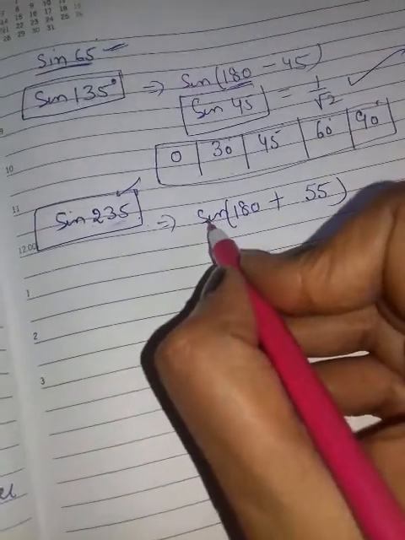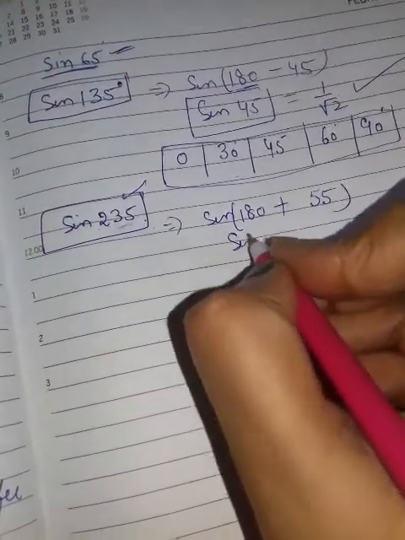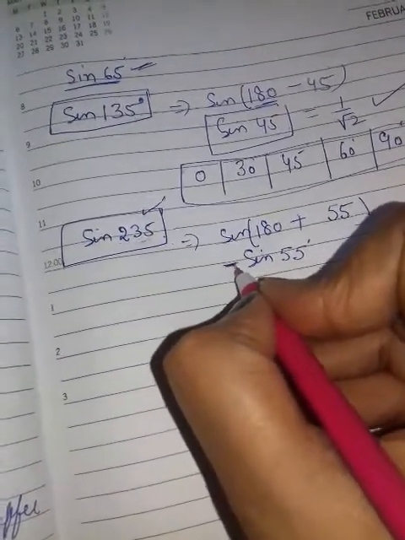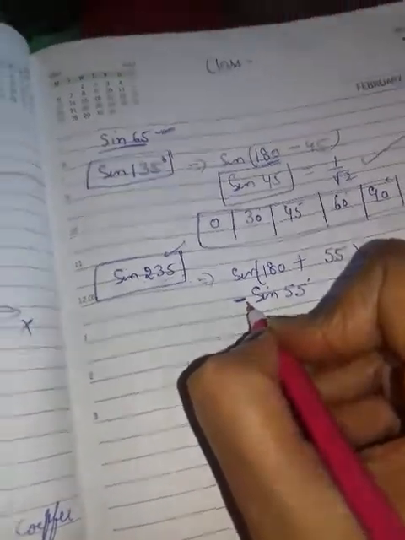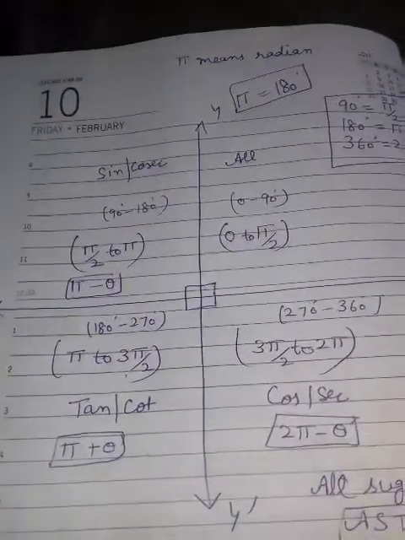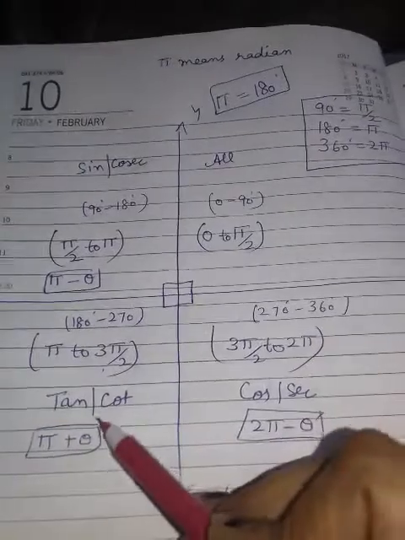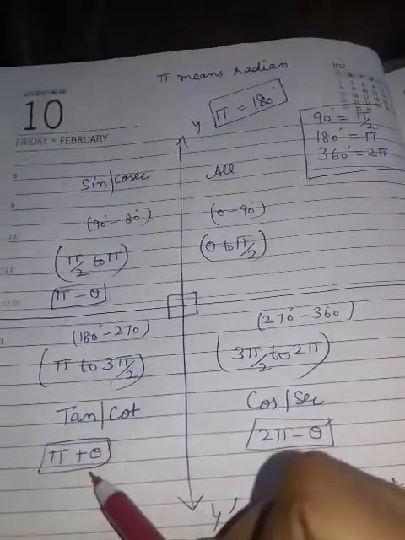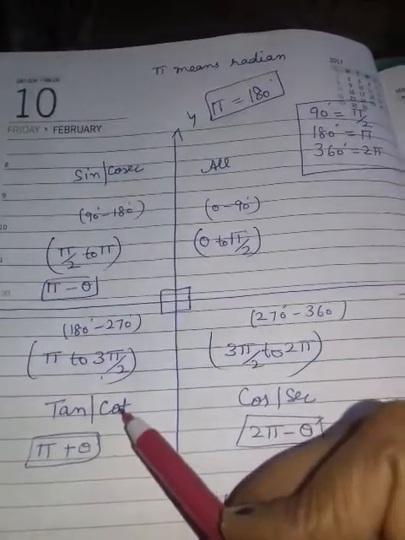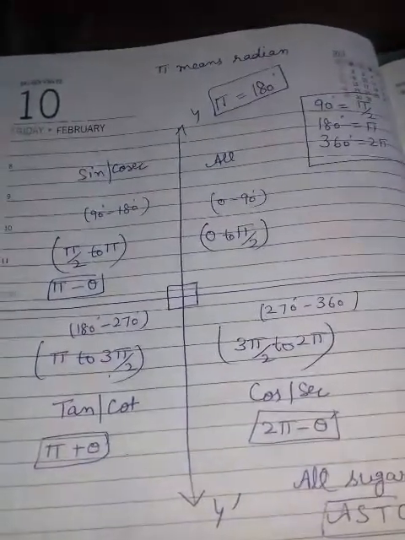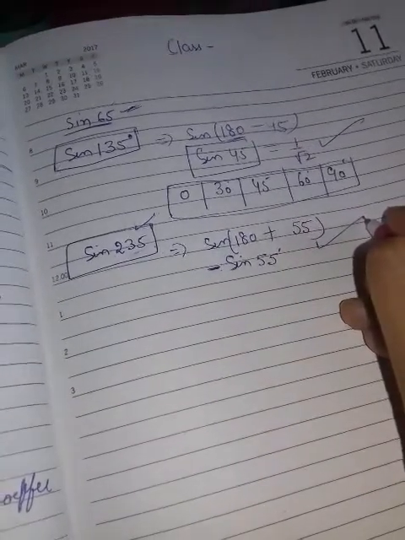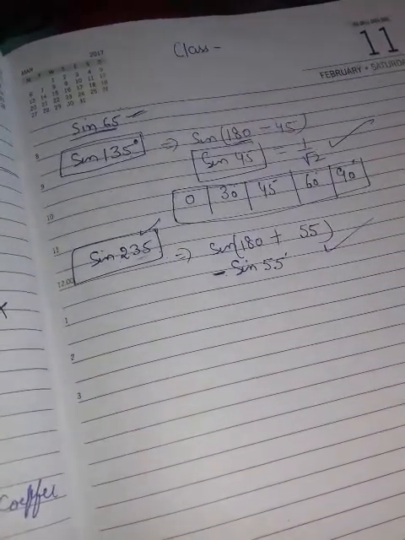So sine will not change, it will remain the same, and 55 will also remain the same, but it will take a negative sign. Why? Because in the third quadrant only tan and cot are positive, so that's why we are taking a negative sign with it. Whichever ratio is positive in the quadrant stays positive; if any other t ratio is coming, it will take a negative sign. So I hope you are getting what I want to say. Try to understand, then you can easily understand chapter 5 also.